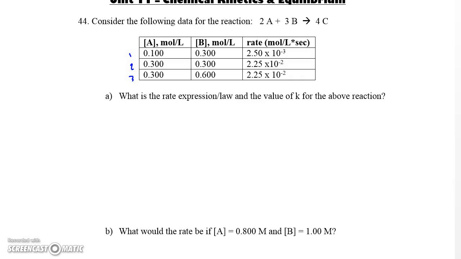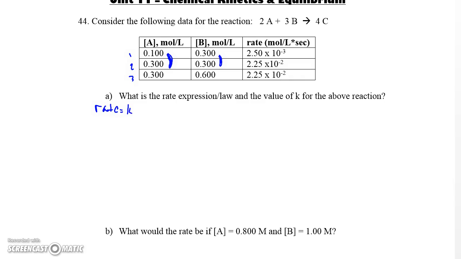or B. So if I look at experiment number 1, I have 0.1 molar of A and 0.3 molar of B. In experiment 2, I've got 0.3 molar of A and 0.3 molar of B. So A changed from 0.1 to 0.3 when going from experiment 1 to experiment 2, but B didn't change at all. So by looking at experiments 1 and 2, it'll tell us how changing the concentration of A will affect our rates.